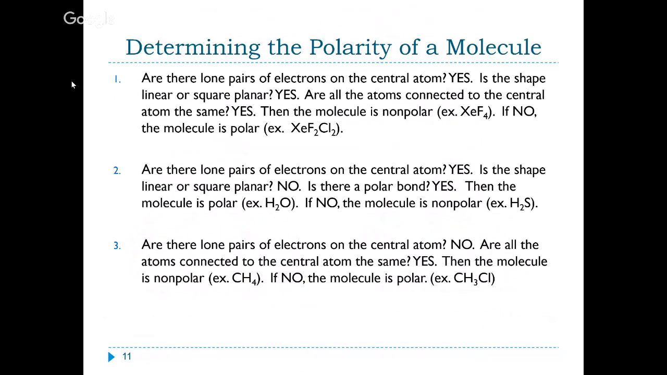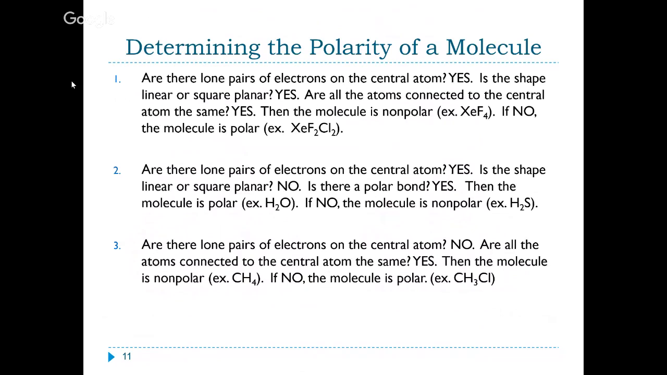Is there a polar bond? Yes. So in this one, we're looking at any other shape that has lone pairs of electrons on the central atom. Bent, trigonal pyramidal, seesaw, T-shaped, square pyramidal, etc. If there is a polar bond, then the molecule is polar. Like in water, water has a bent molecular shape. If there is not a polar bond, then the molecule is nonpolar, like in hydrosulfuric acid. So they both have the same shape. One has a polar bond, the other does not.